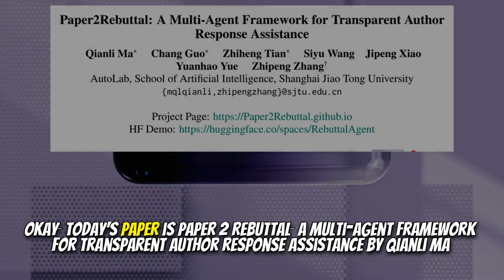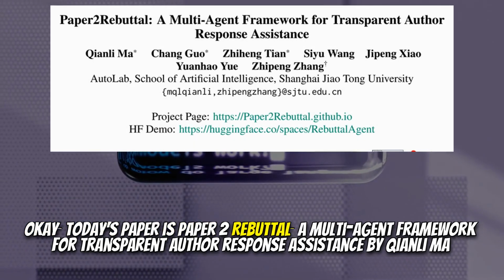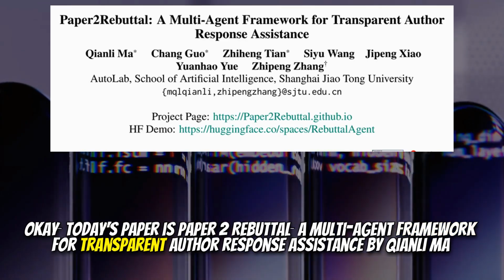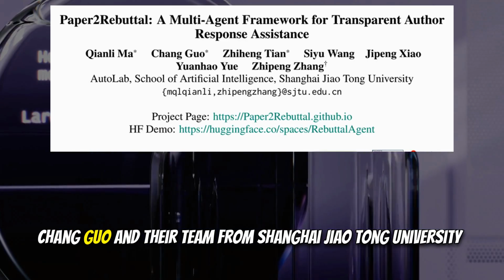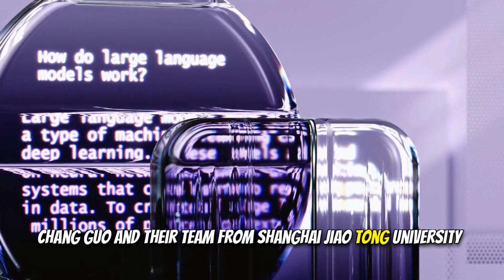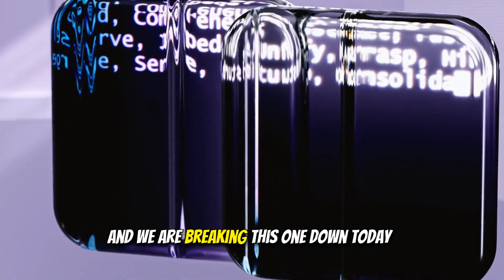Okay, today's paper is Paper2Rebuttal, a multi-agent framework for transparent author response assistance by Qianli Ma, Chang Guo, and their team from Shanghai Jiaotong University. And we are breaking this one down today.